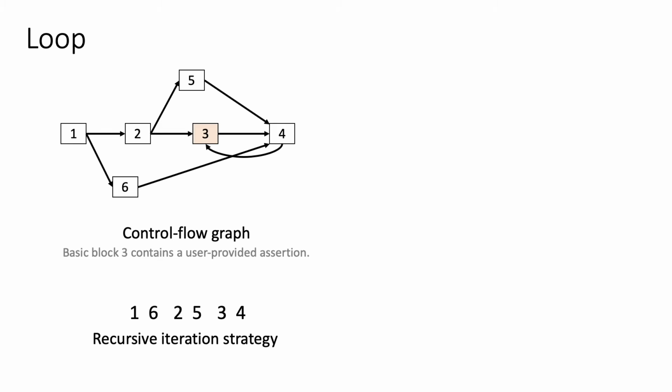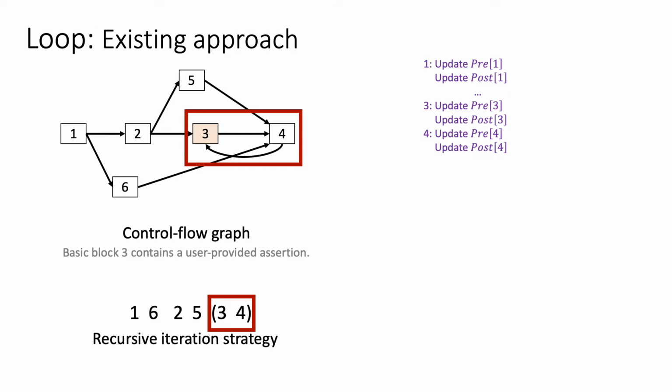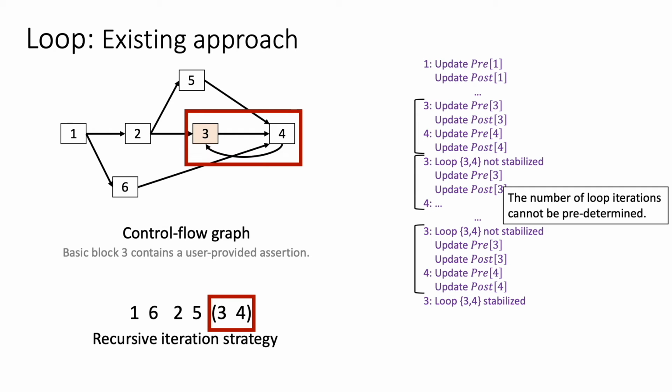Now, adding this edge introduces a loop in the graph. Recursive iteration strategy is modified to reflect this change. Nodes grouped by the matching parentheses represent a loop in the graph. With this change, the loop elements are iterated until the values for them stabilize. In the example, the trace for the loop element 3, 4 is repeated until the loop stabilizes. Because we cannot predetermine how many times the engine will iterate over the loop, we must check the stabilization in each iteration. In the existing approach, evaluation of assertion checks and the deallocation are performed at the end.